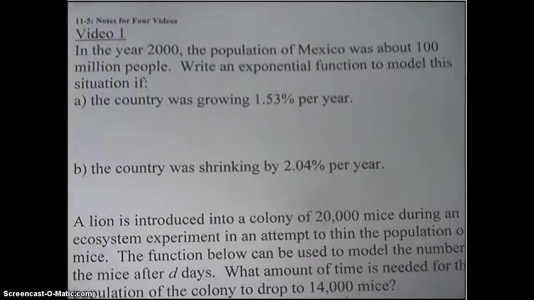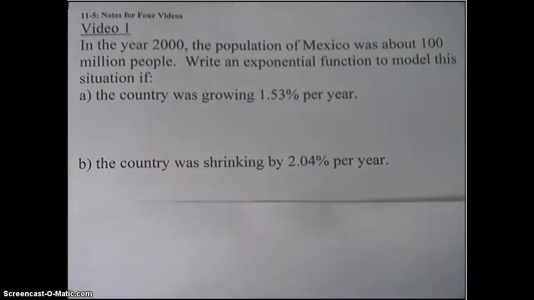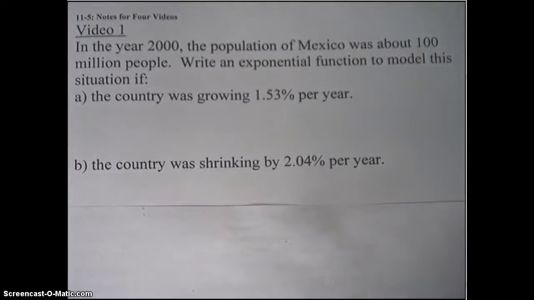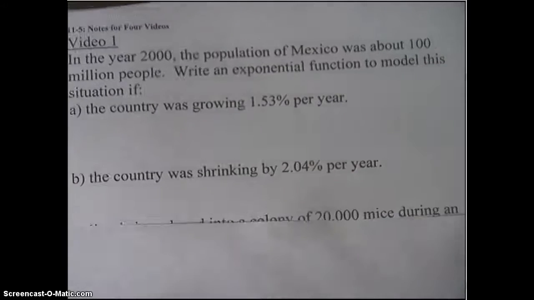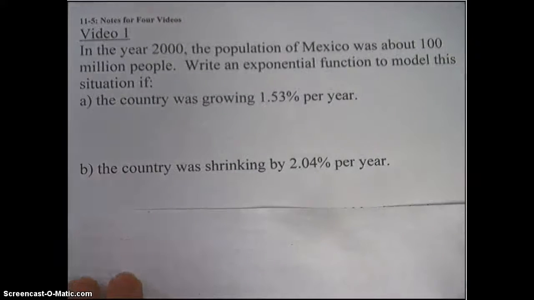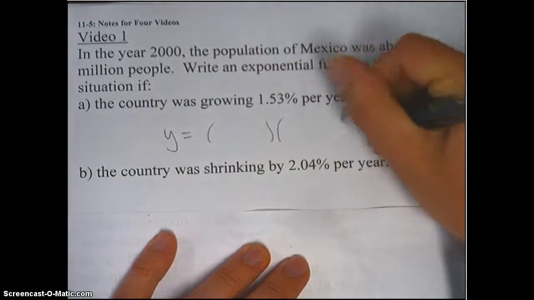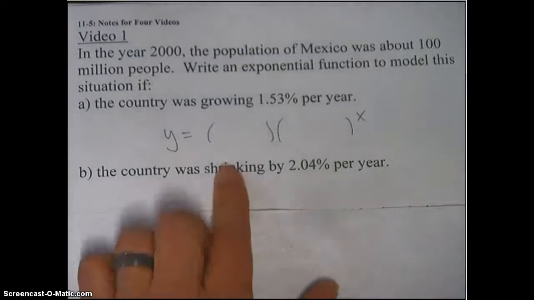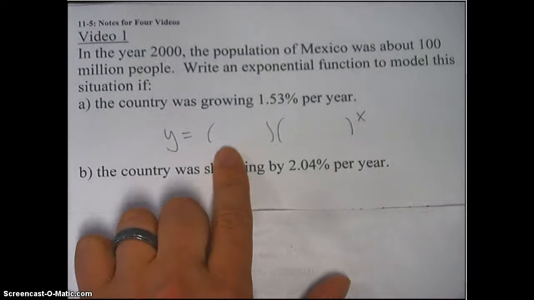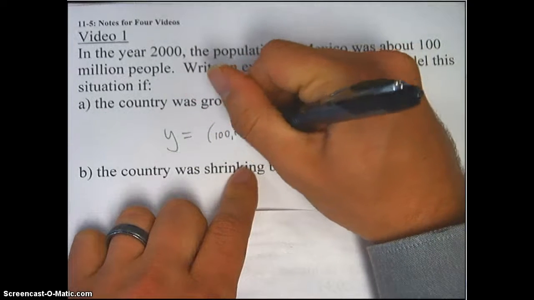So, first one. In the year 2000, the population of Mexico was about 100 million people. Write an exponential function to model this situation if A, the country was growing at 1.53% per year, and B, the country was shrinking by 2.04% per year. So we're going to write a function. It's going to be y equals something times something to the x power. The first something is the initial value. What Mexico started at the year 2000, that's 100 million people. So 100,000,000.